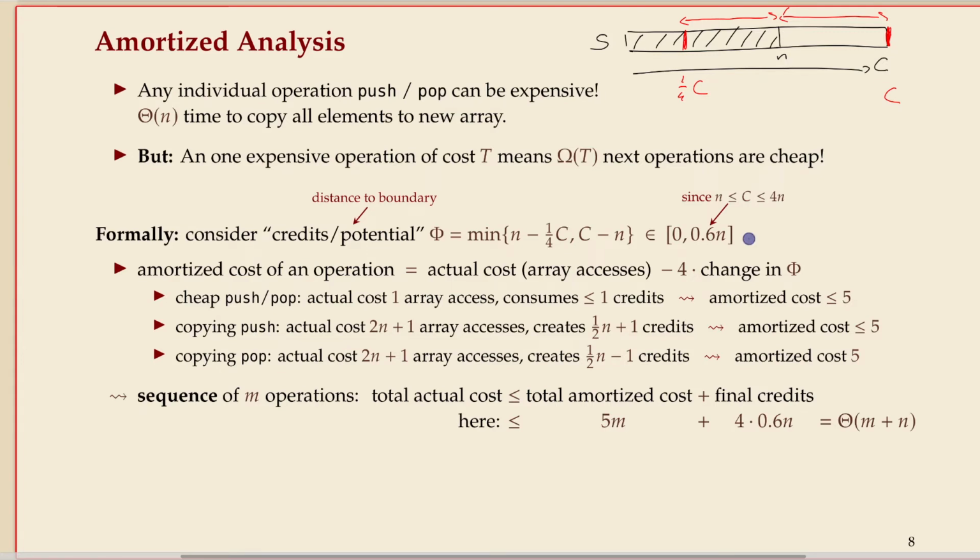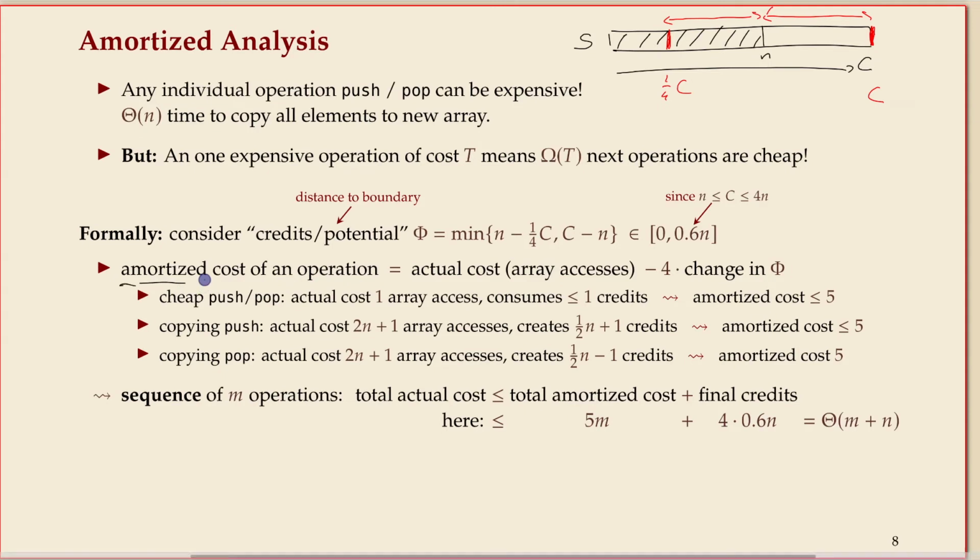Okay, so we have this potential. It's a definition. You can take it just as that, but you can also think about it that it measures how far are we away from the dangerous cases where we have to pay. And now we define what's called the amortized cost of an operation, which is not the real cost, but something like every operation pays a little contribution towards the next expensive operation. That's the idea. So every operation has an actual cost, and here we count the number of array accesses as our dominant operation.